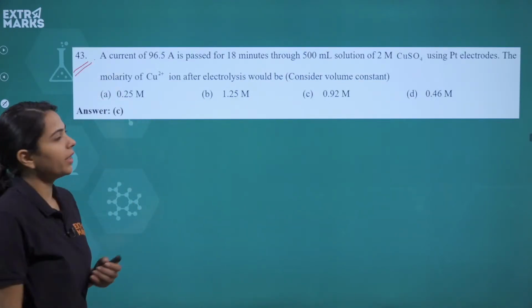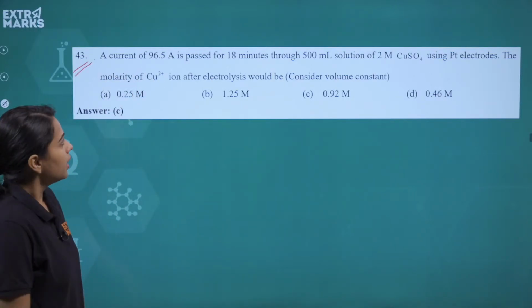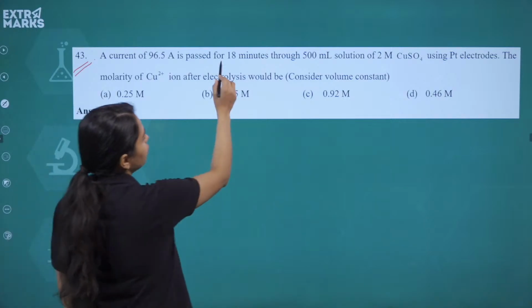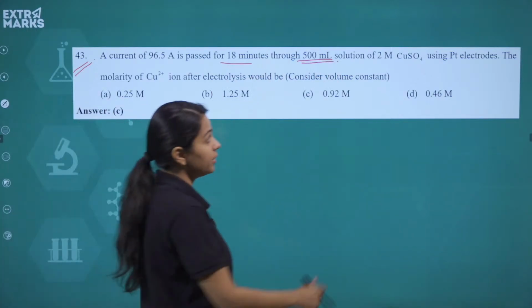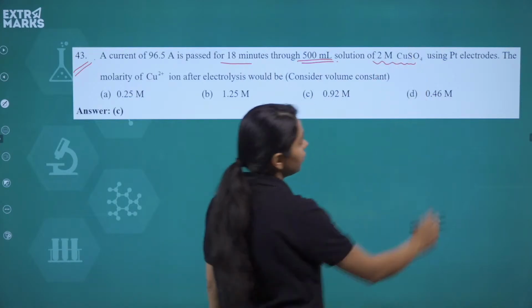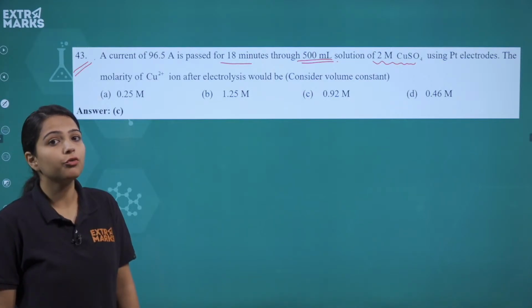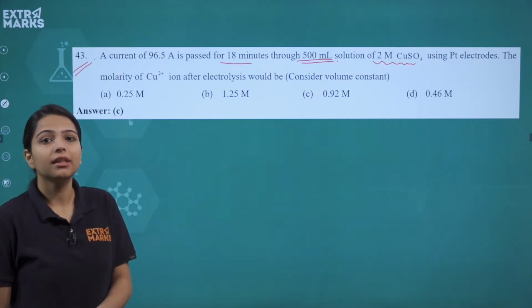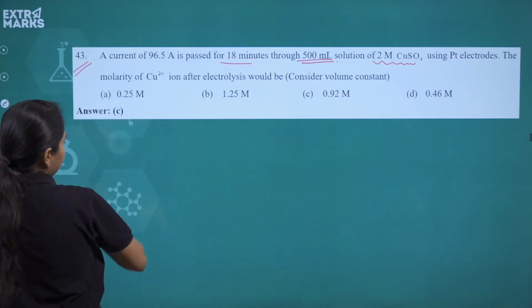Next is question number 43. In the 43rd question, what is the case? Now we are having a current of 96.5 amperes passed for 18 minutes through 500 milliliter solution of 2 molar copper sulfate. Now please remember, we are having 2 molar copper sulfate using platinum electrodes. Okay, first of all, what do we have to find out?